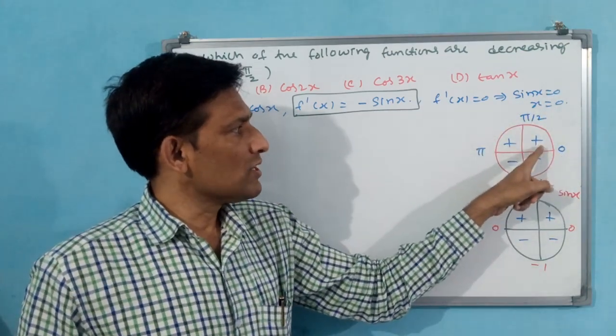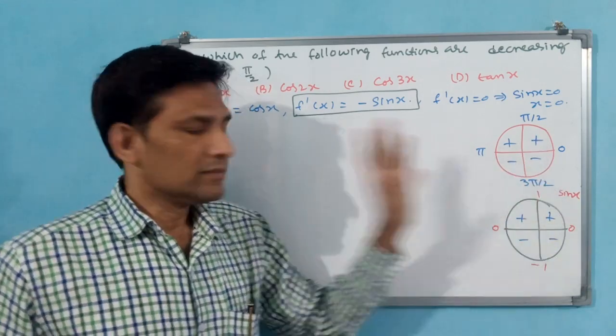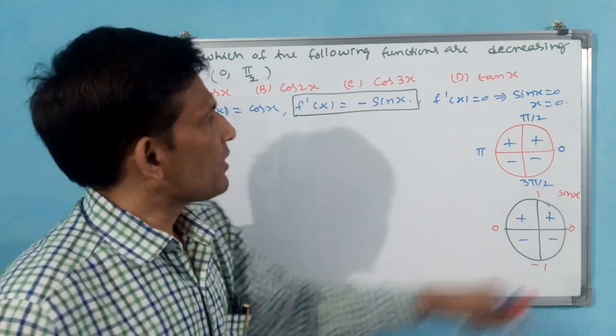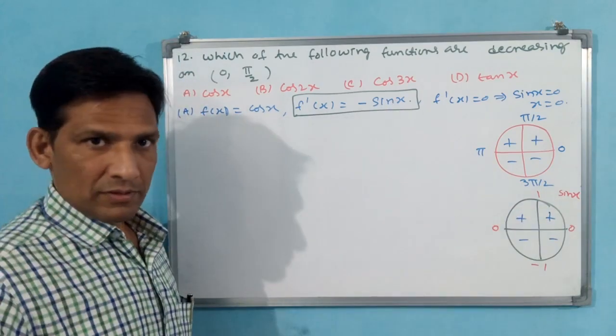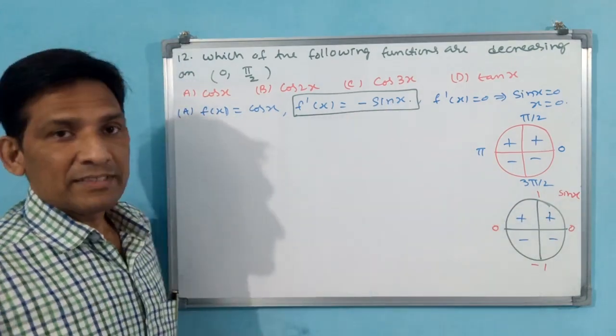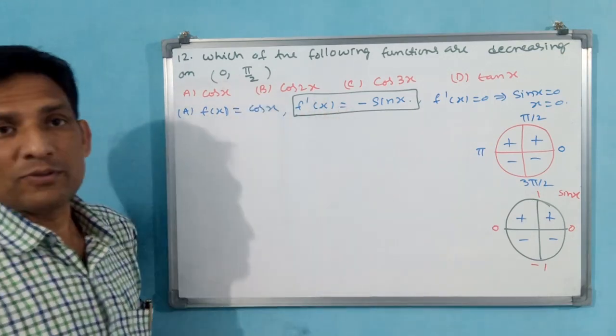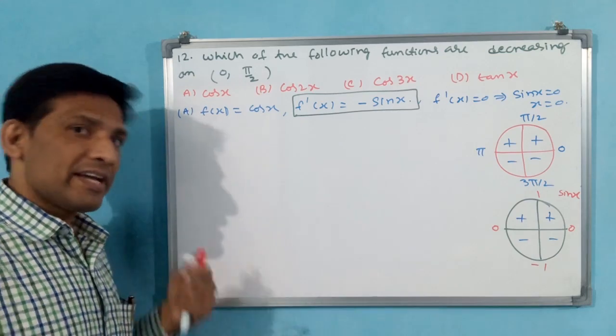From 0 to pi by 2, if you see, all are positive values only. All are positive means sin x will be positive. But what about the symbol outside? Negative is there. Then finally, what will come in 0 to pi by 2? Negative will come, decreasing.